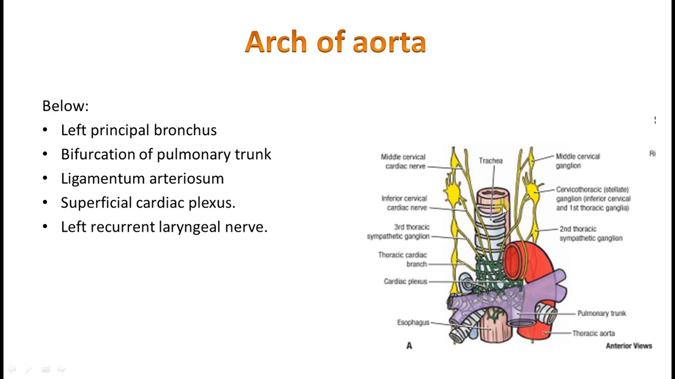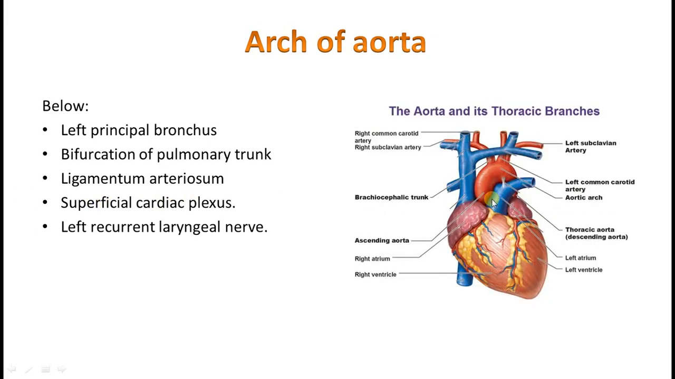Okay, so here you are able to see cervical cardiac branches from the sympathetic trunk, as I told you. Mainly you see the bifurcation of the trachea, the left principal bronchus, pulmonary trunk. Here you have the superficial cardiac plexus. Then one more structure is the ligamentum arteriosum. So here you are able to see this ligamentum arteriosum.